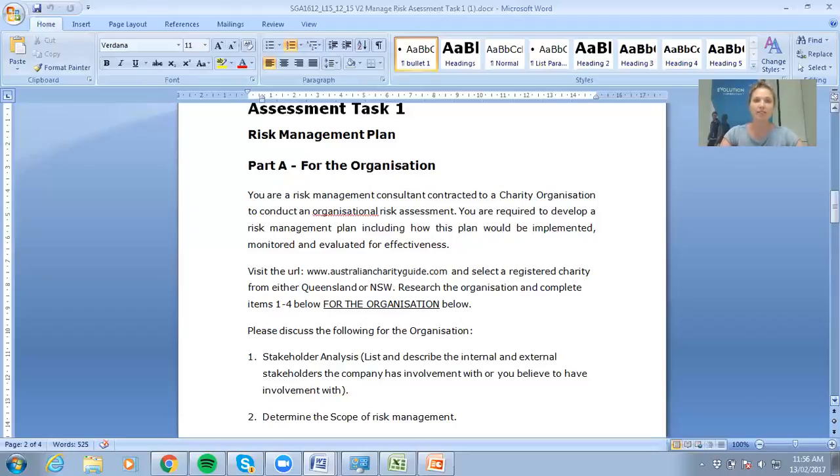So for part A of this assessment, for the organisation, you are a risk management consultant contracted to a charity organisation to conduct an organisational risk assessment. You are required to develop a risk management plan, including how this plan would be implemented, monitored and evaluated for the effectiveness. So we've given you a link to have a look at to try and find a charity of your choice to move forward with this assessment task.